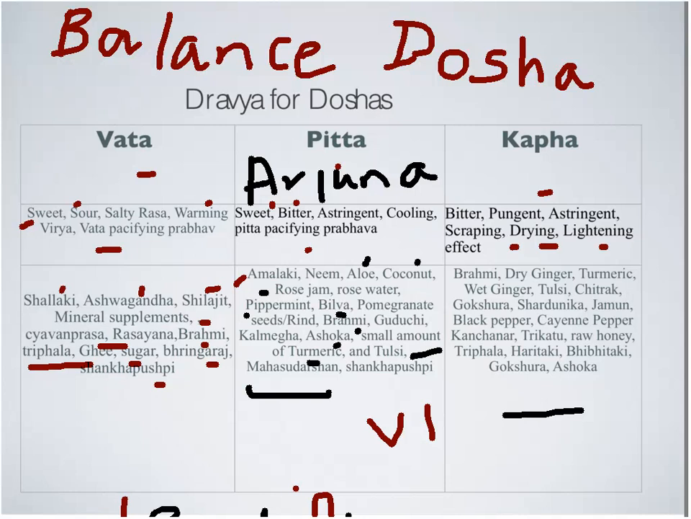Shankapushpi is an excellent herb for migraines and headaches and Majjadhatu and nerves, but you do not want to give Shankapushpi if somebody is on sleep medication.